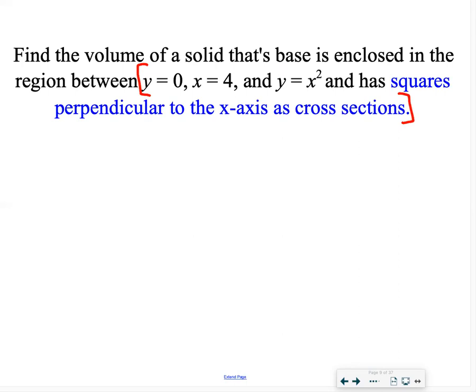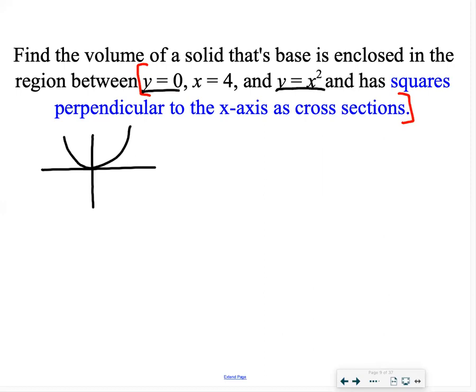You can use your graphing calculator if you don't know what x squared or any of these functions look like, but essentially the way that you're setting this up is you have boundaries. Y equals 0 is the x-axis, right? Y equals 0 is right here. X equals 4 and y equals x squared. Well, y equals x squared looks like this. And so I've taken care of this one.